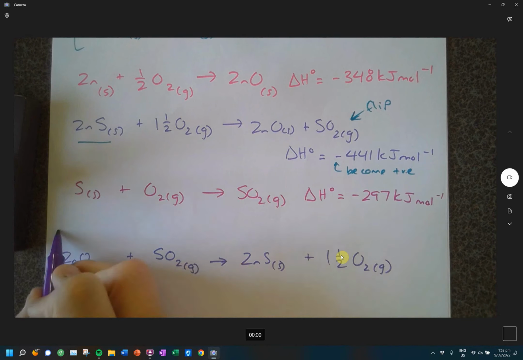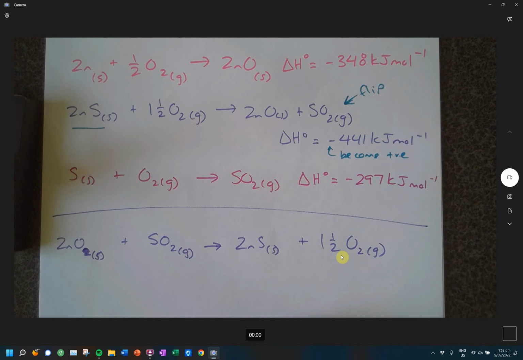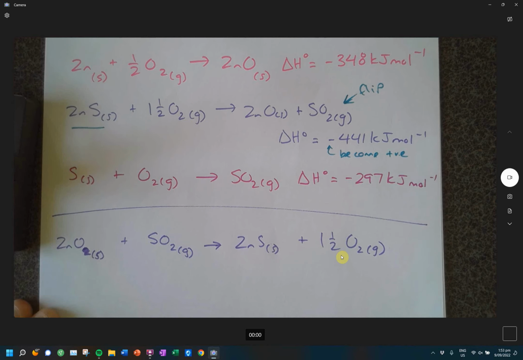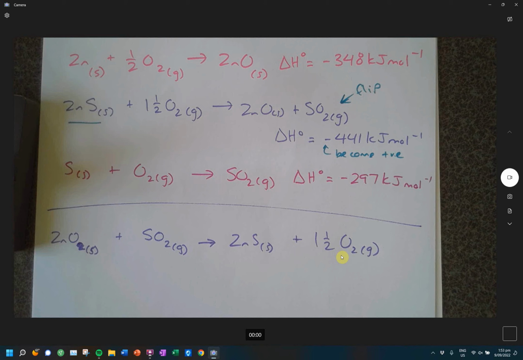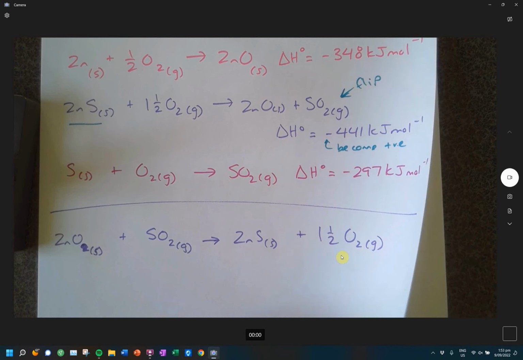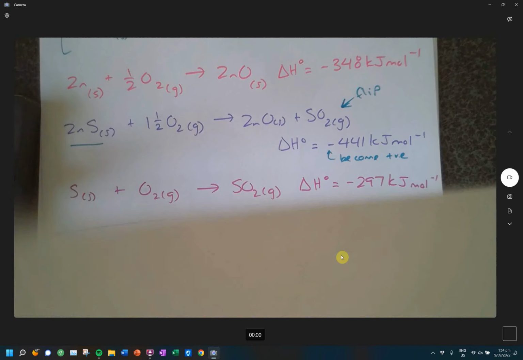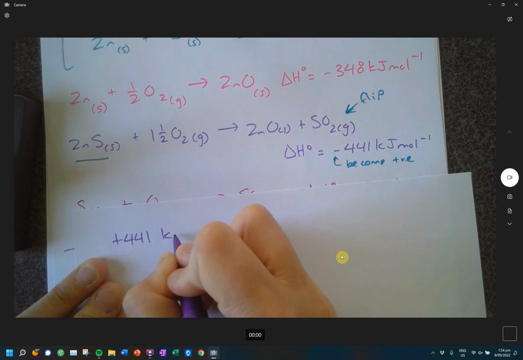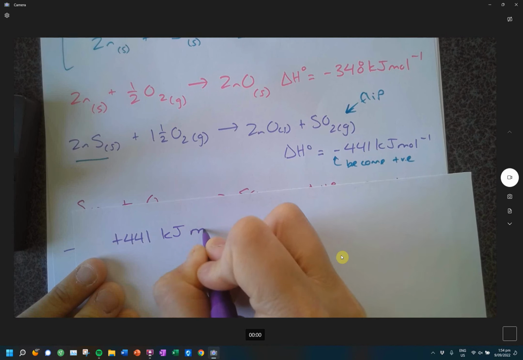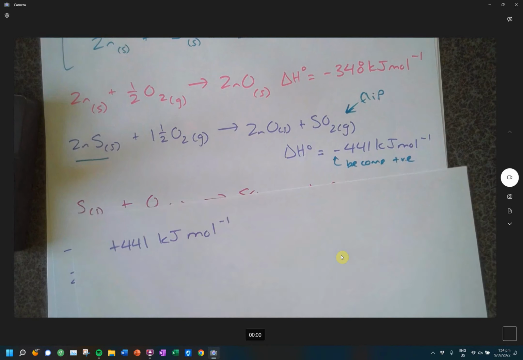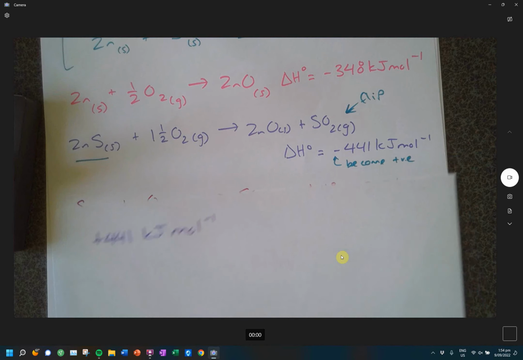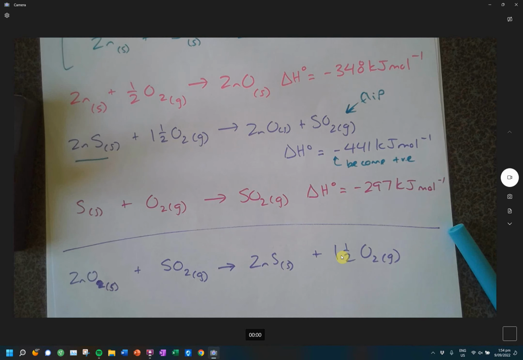What I like to do then is keep a running total of my numbers to see how my numbers are behaving. So I'm going to do that on the next page because I'm going to basically add all my values together. So if I flip that equation around, what I have from that equation is going to be a positive 441 kilojoules per mole now. Are you okay with that? Cool. All right. So I've taken care of the zinc sulfide.